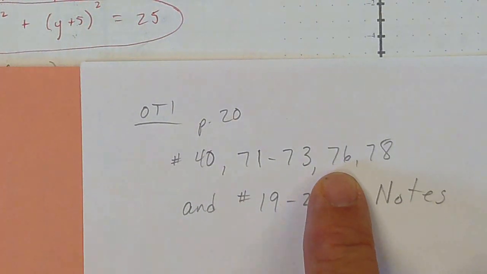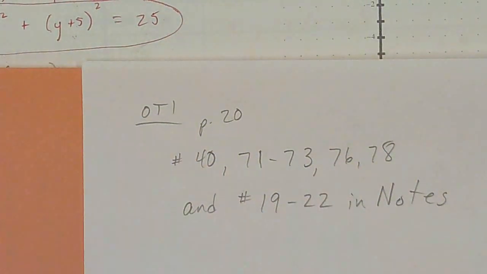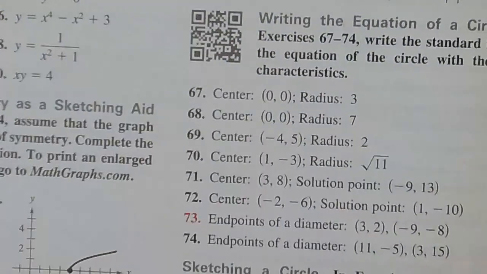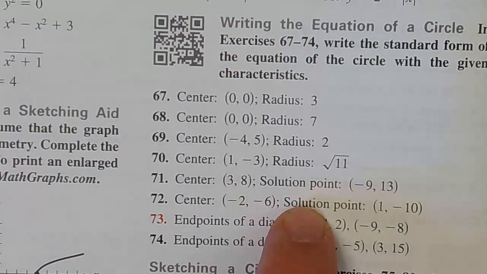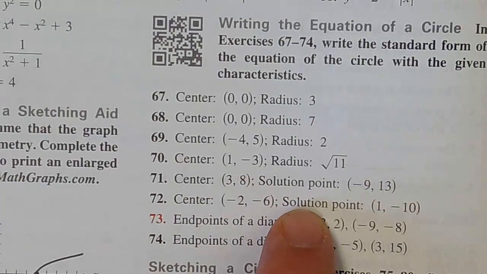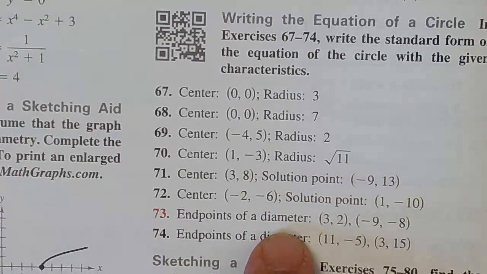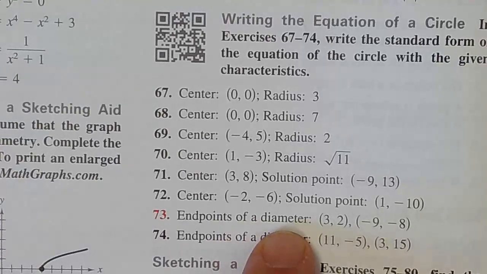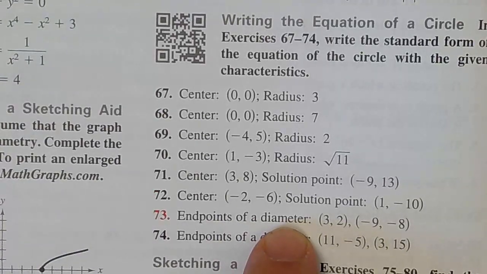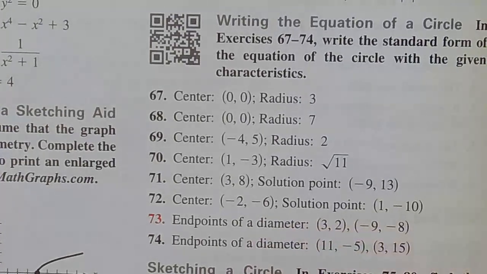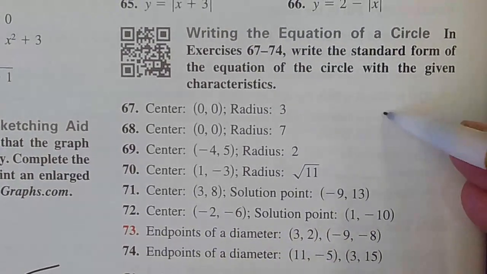Okay, now heads up on the book problems. They are the more challenging ones. Okay, look at 71 and 72. It says solution points. That was the first example we did in our notes today. So that will be a very good resource for how you do those two. 73 is endpoints of a diameter. Okay, so endpoints of a diameter, think about that really quick.